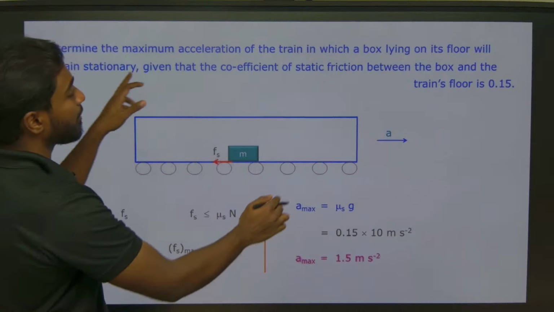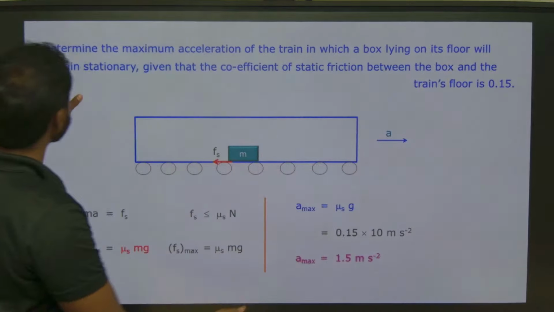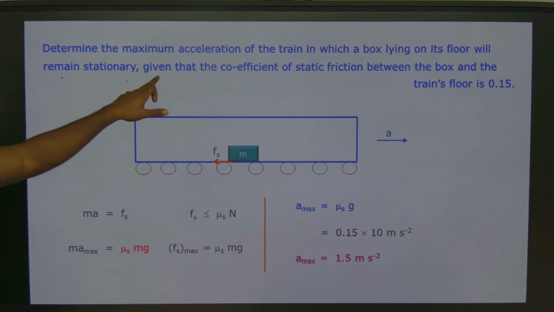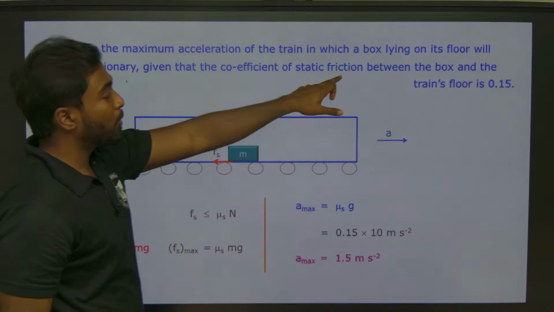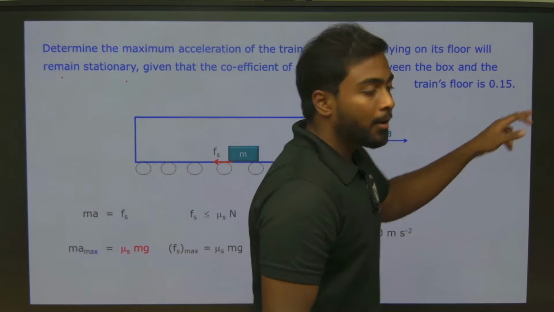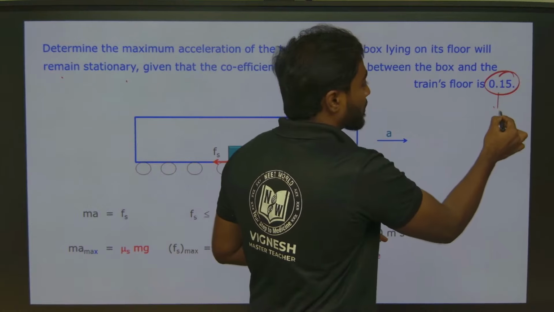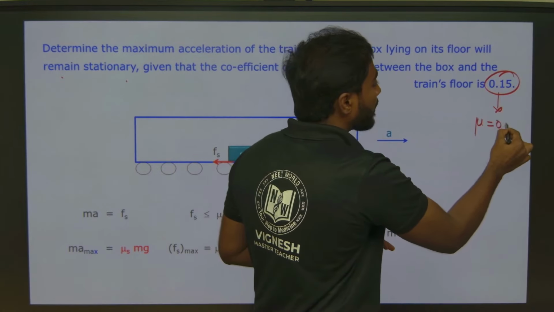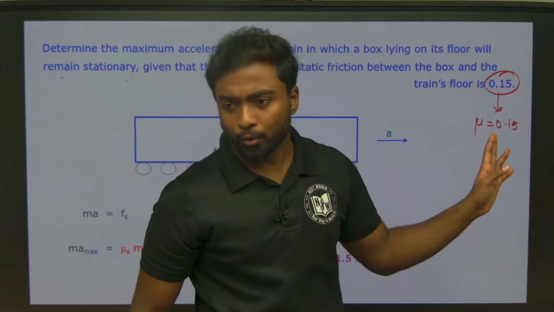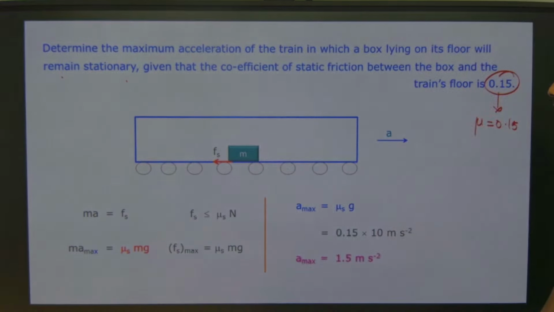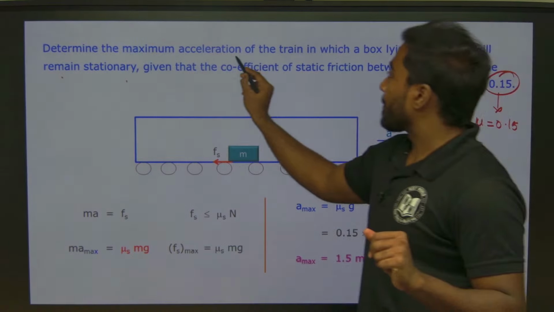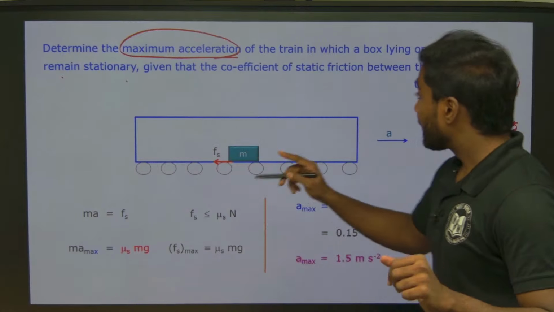What they are saying is the box lying on the floor will remain stationary, given that the coefficient of static friction between the box and the train is 0.15. So mu = 0.15. I need to find the maximum acceleration.